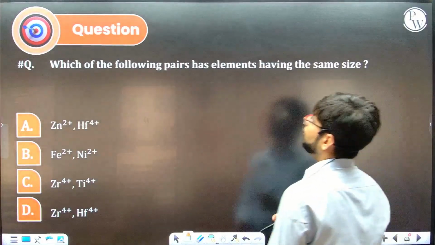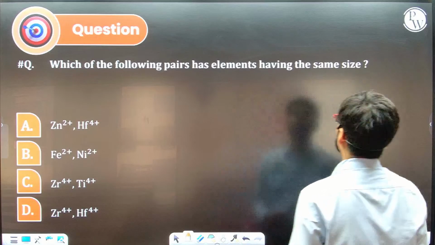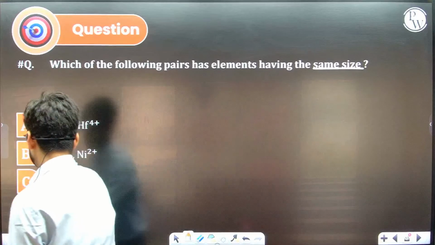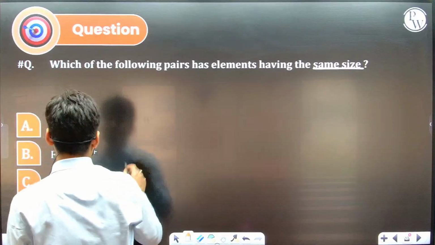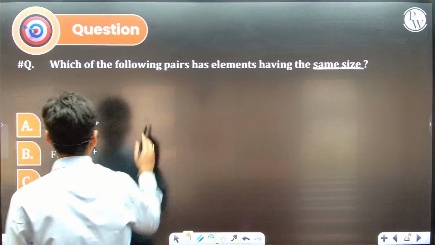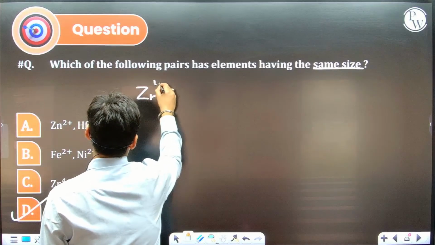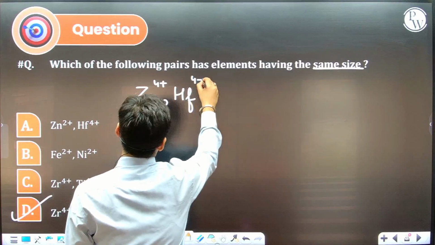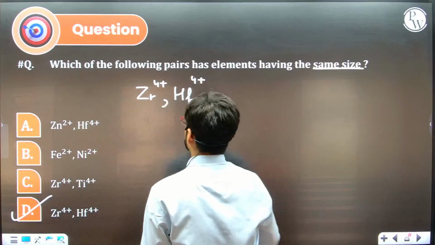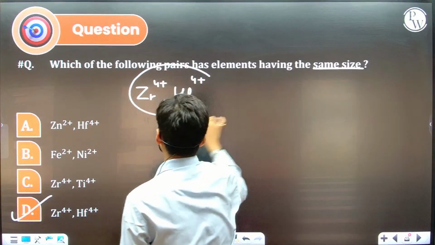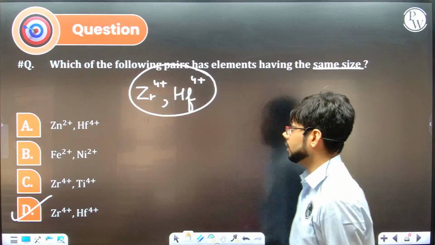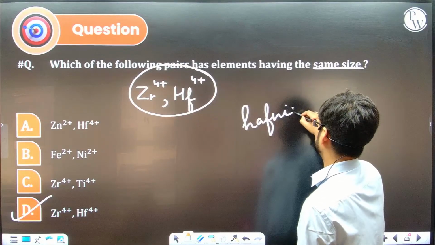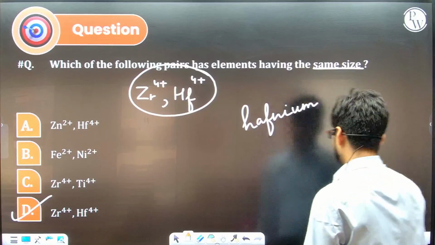Next, which of the following pairs has elements having the same size? Again, same concept, right? So D is the correct answer. We have discussed this already. This is the result of lanthanide contraction. So Zr4+ and Hf4+ have almost the same size. Zr is zirconium, Hf is hafnium. This is the spelling of hafnium. Right? Next question.